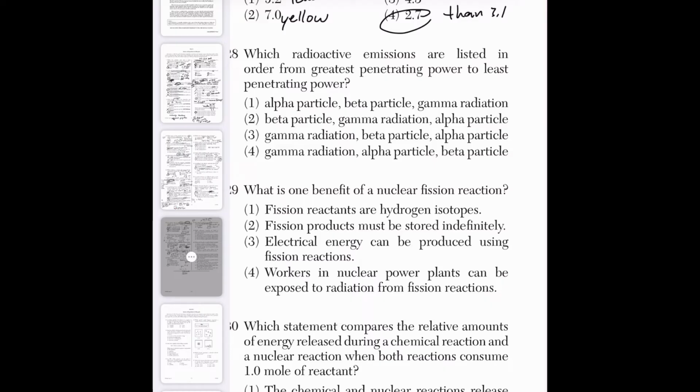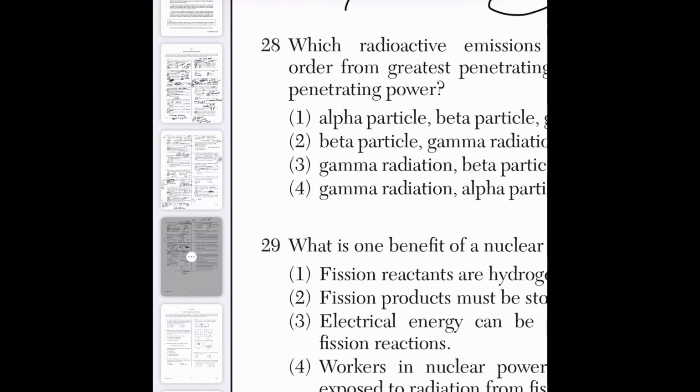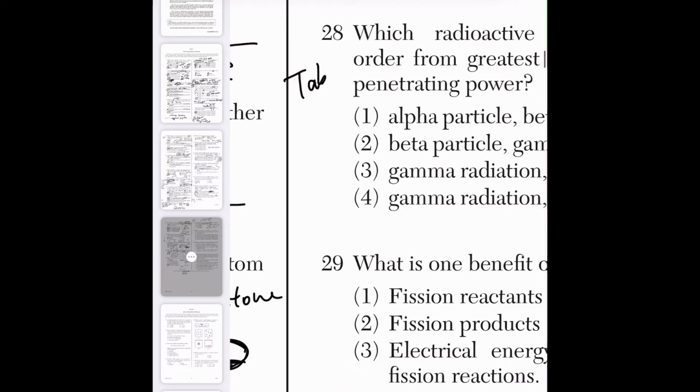Which radioactive emissions are listed in order from greatest penetrating power to least penetrating power? Okay. Wait, is there a page for this? I guess not. Oh wait, yeah, there's a page for this. So this would be table O, page 7.